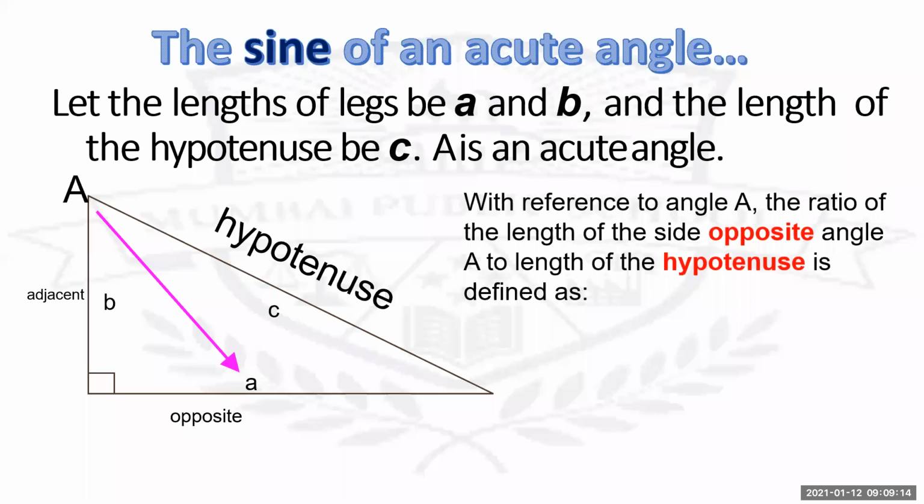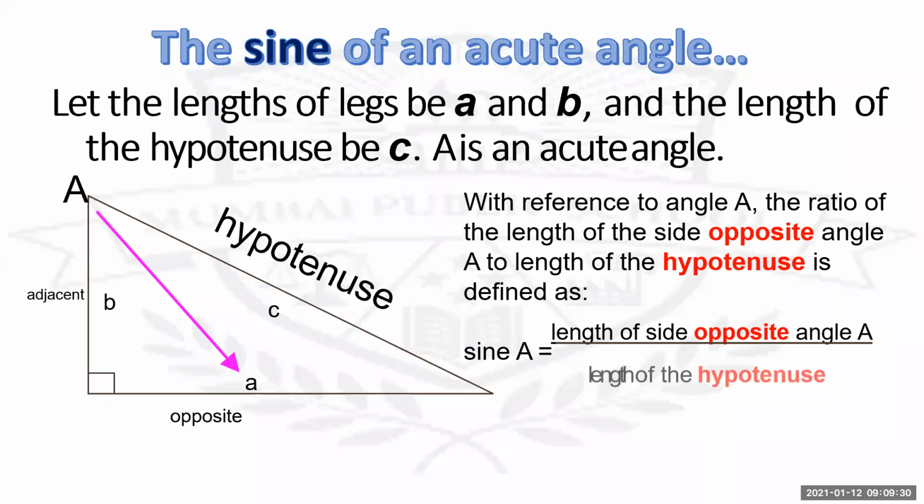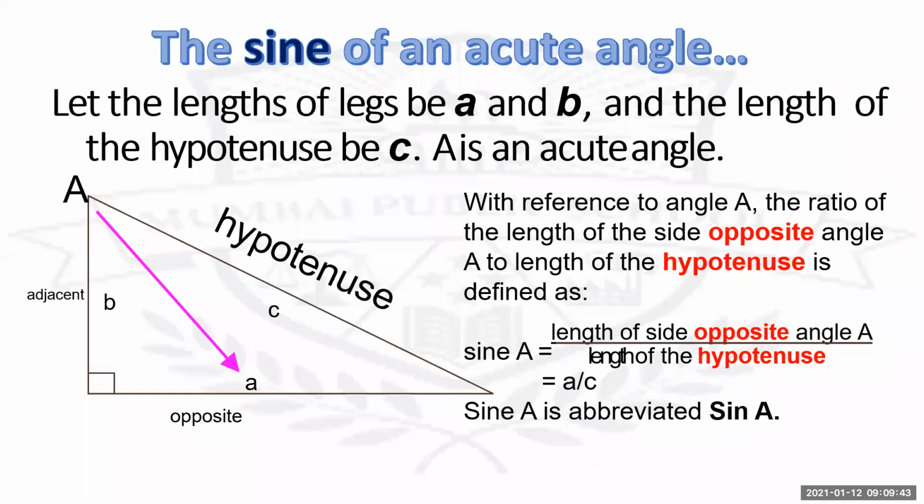With reference to angle A, the ratio of the length of the side opposite to angle A to the length of the hypotenuse is defined as sine A, equal to the length of the side opposite to angle A upon the length of the hypotenuse. Now, if you consider small a, b, c as the lengths of the sides, sine A is given as a upon c. Sine A is abbreviated as sin.